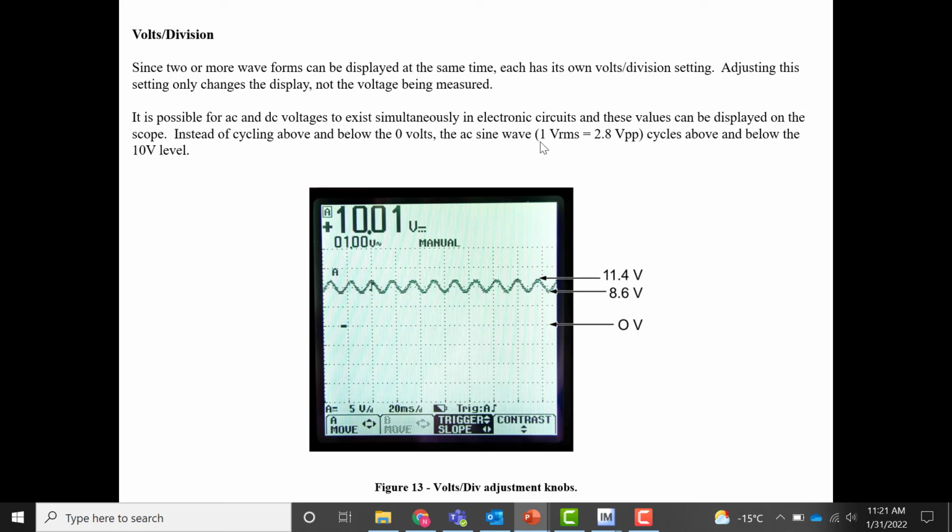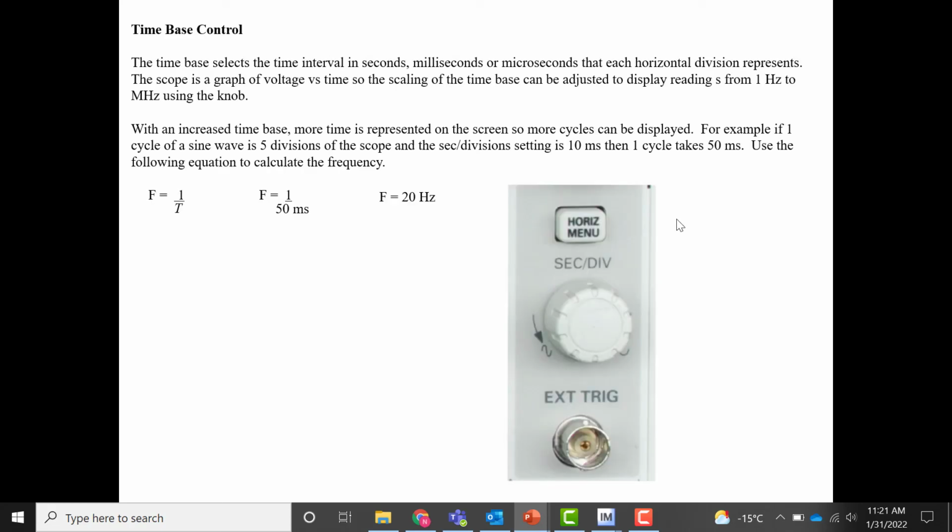So that's why our 1 volt RMS, so 2.8 volt peak to peak, is being shown here at the 10 instead of at the 0. Okay, but you might want to compare the DC to the AC in the circuit, and the scope would allow us to do that as well. Time-based control, again, we can find out our frequency. It's the horizontal portion of that graph. We can pick any type of scales from 10 milliseconds, 50 milliseconds. Again, you're just going to want to make sure that you can see the full cycle to get an accurate reading on that.